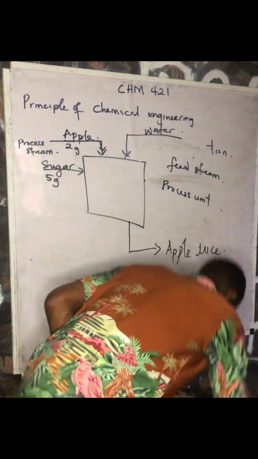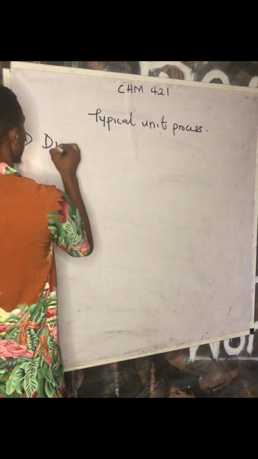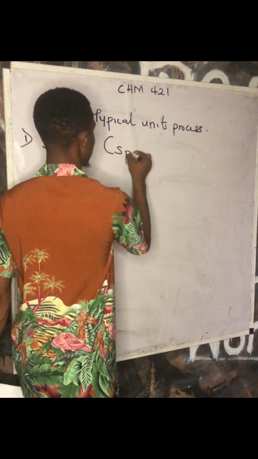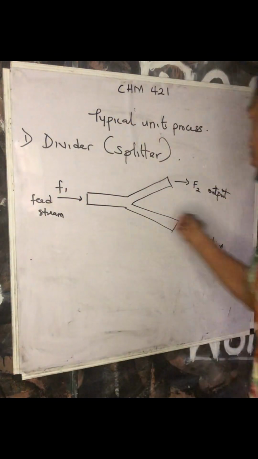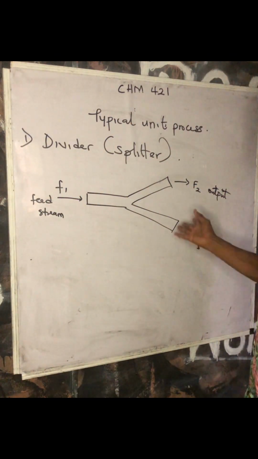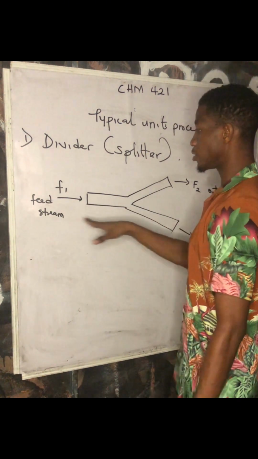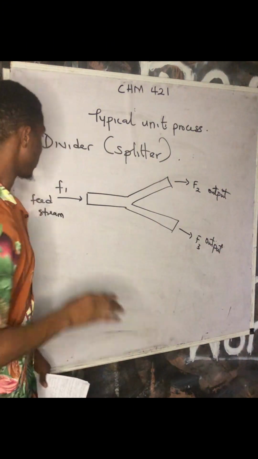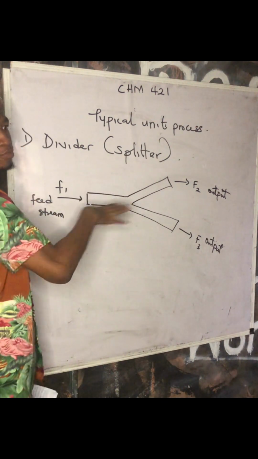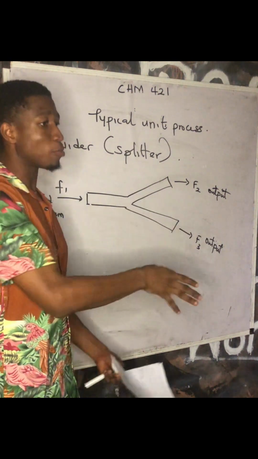Let's look at some typical process units. Number 1, divider, also known as splitter. So this is a divider. You can see it very well. This is the feed stream, by feed we mean the material that we are putting in. The material enters here, and then the dividing happens, and then you have 2 different outputs. It's possible that you have a different divider than this one, but this is a divider.